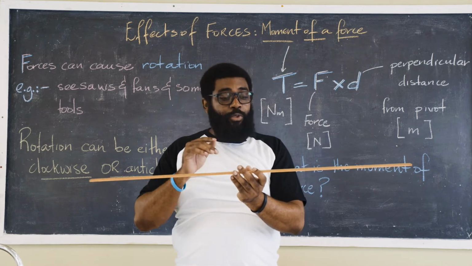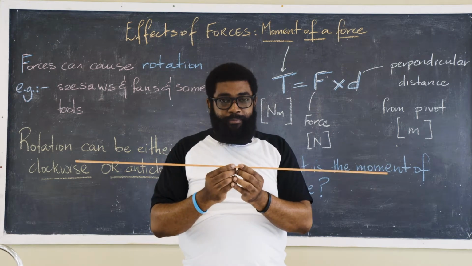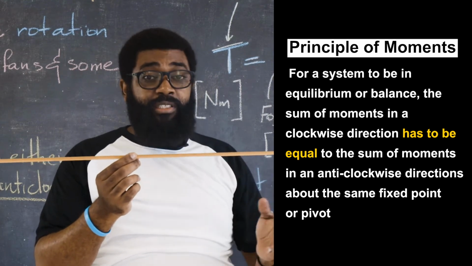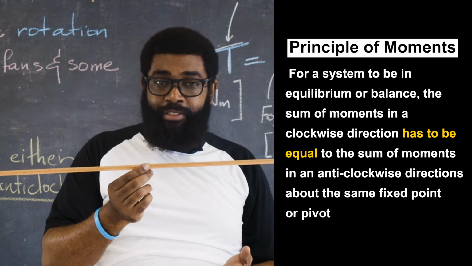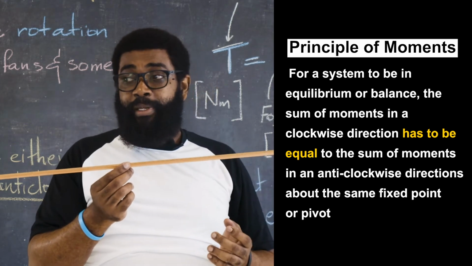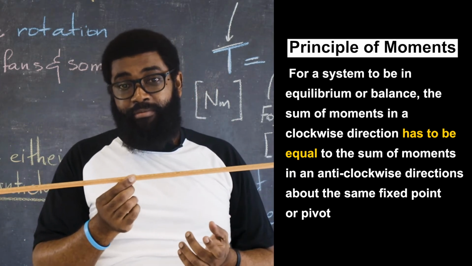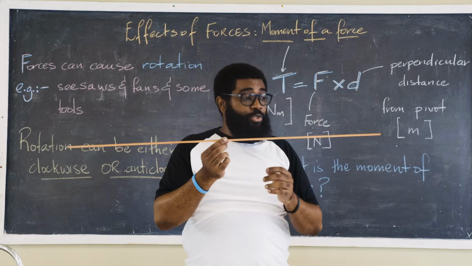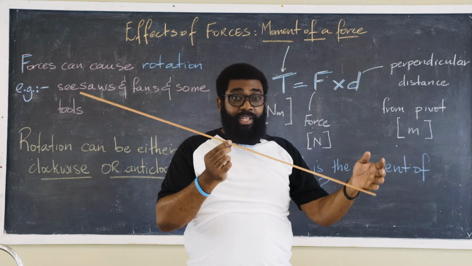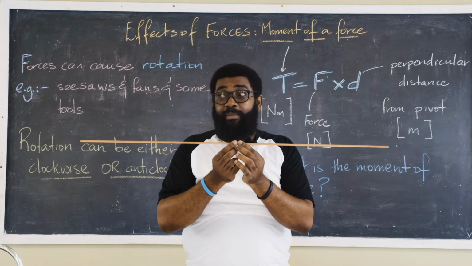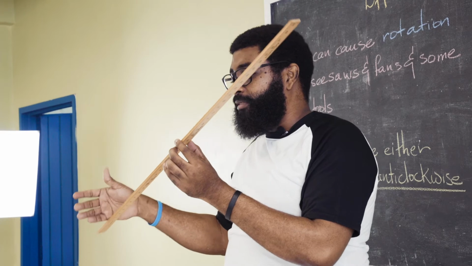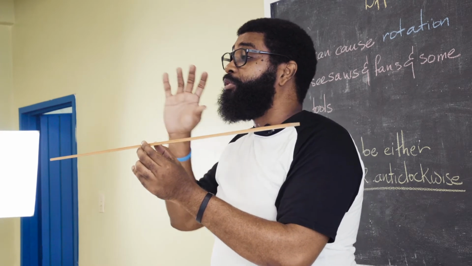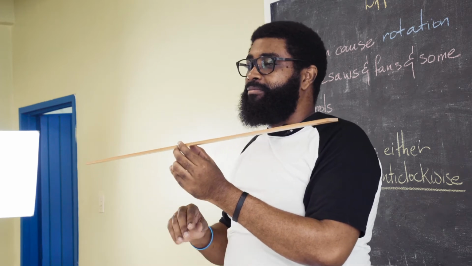Equilibrium. So the principle of moments simply states that for a system to be in equilibrium or balance, the sum of moments in a clockwise direction has to be equal to the sum of moments in an anti-clockwise direction, about the same fixed point or about the same pivot. So the rotation I cause by pressing down here has to be the same as the rotation I cause by pressing down here, as long as my pivot is maintained, for the system to not rotate. Think about it for a while. Makes sense.